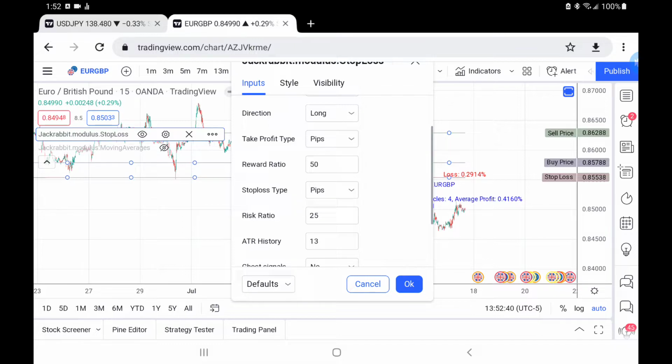And as you can see with the Euro GBP, it is a 0.41% profit. Now that doesn't sound like much, but for the Forex market, that's a lot. You're talking about an asset that has very tiny movements, very, very little volatility.